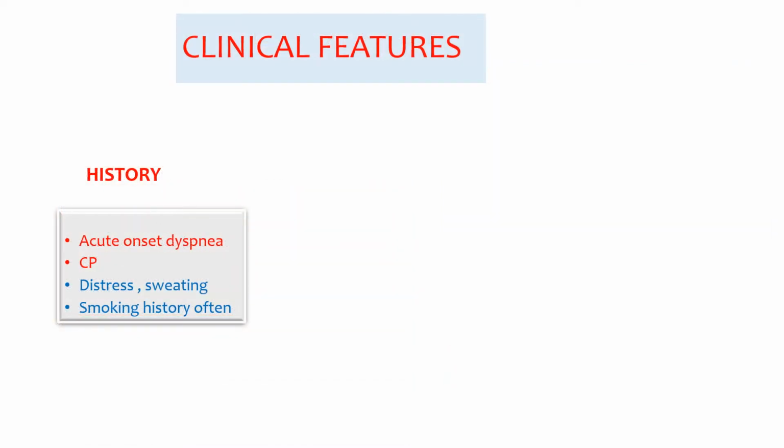Now, the clinical features of a pneumothorax are acute onset of dyspnea and chest pain. These are the commonest symptoms and are mostly present. And then, of course, you may often get a history of smoking. And if the pneumothorax is severe enough, it causes distress and sweating in certain patients.